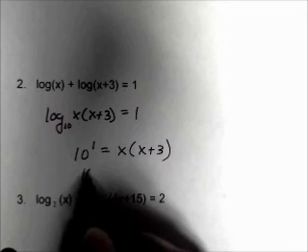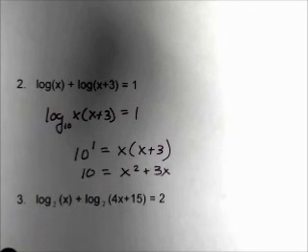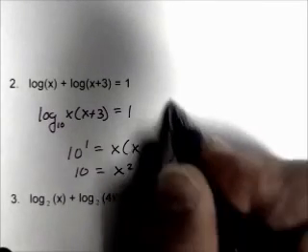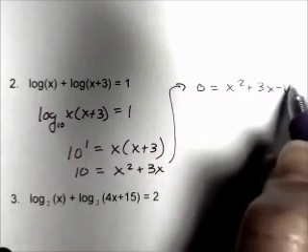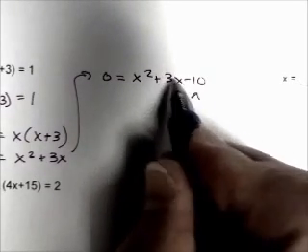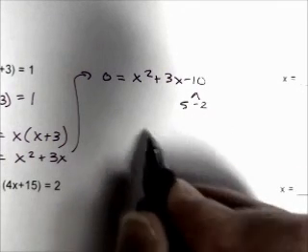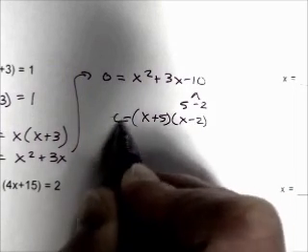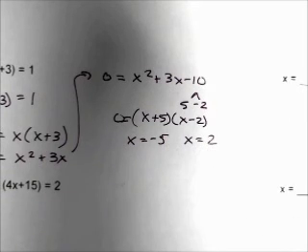10 to the first is 10. X times x plus 3 is x squared plus 3x. We'll put this in standard form. I'll subtract 10 from both sides. And we'll have 0 is equal to x squared plus 3x minus 10. And then we'll factor. Factors of negative 10 that add to 3 are positive 5 and negative 2. So our two values of x are negative 5 and positive 2.